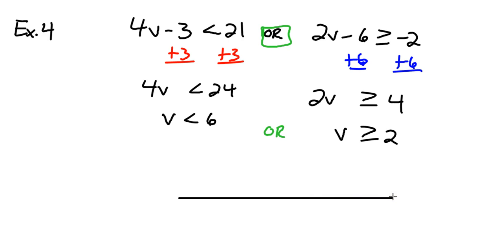All right, so we need, what, 6 and 2? So there's our 2, there's our 6. We need everything greater than or equal to 2. So that's a solid circle at 2, headed that way. We need an open circle at 6, headed that way.